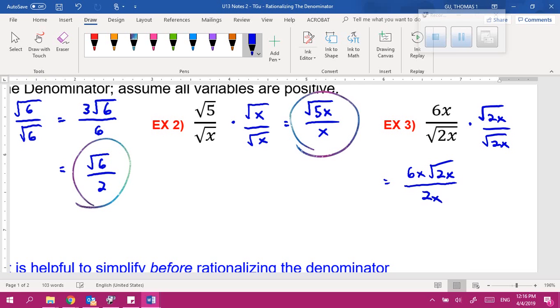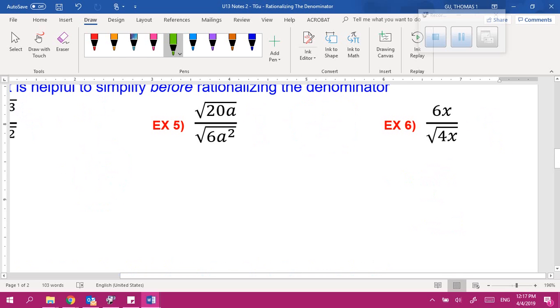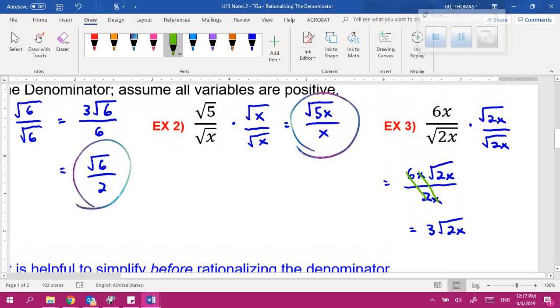2x. Yes, so now we can simplify this. What would this reduce to? 3 over 1. So just 3. 3x? Just 3 square roots of 2x, right? Because look right here. 6 divided by 2 is? 3. There's a 3. X divided by x is? X divided by x is 1, right? Which doesn't do anything when you're multiplying. So that's just canceled out. And then just the square root of 2x. Yeah, so this is the answer right here. 3 square root of 2x.